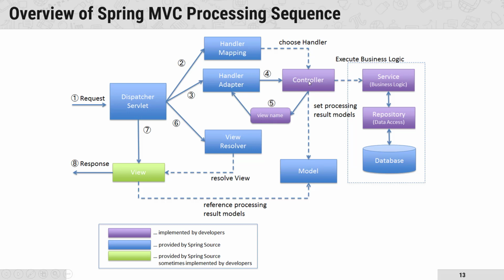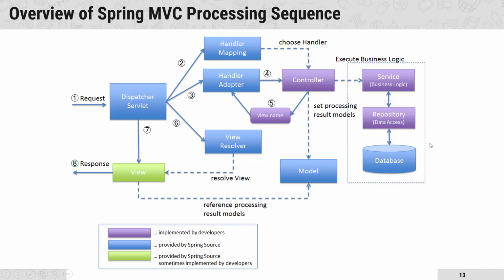This controller can interact with the service, and the service could, directly or indirectly, interact with the repository, and the repository will talk to the database. So guys, this is how the actual picture works in a Spring Boot application. The controller can also prepare the model, and that model can be transferred to the view. In our case the view is React.js. So this is all about the MVC processing sequence of Spring Boot.